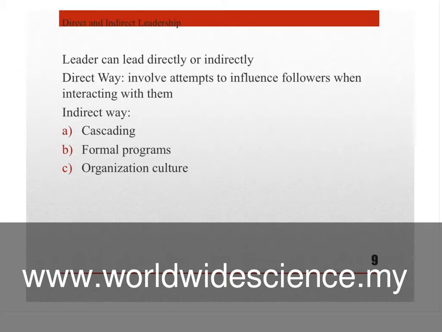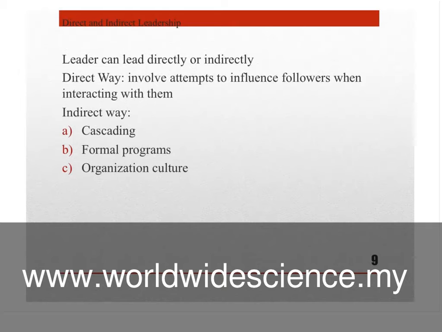But what we mean by indirect, we could say there are three major ways. The first one is when the CEO influences people at other levels in the organization who do not interact directly with the leader.